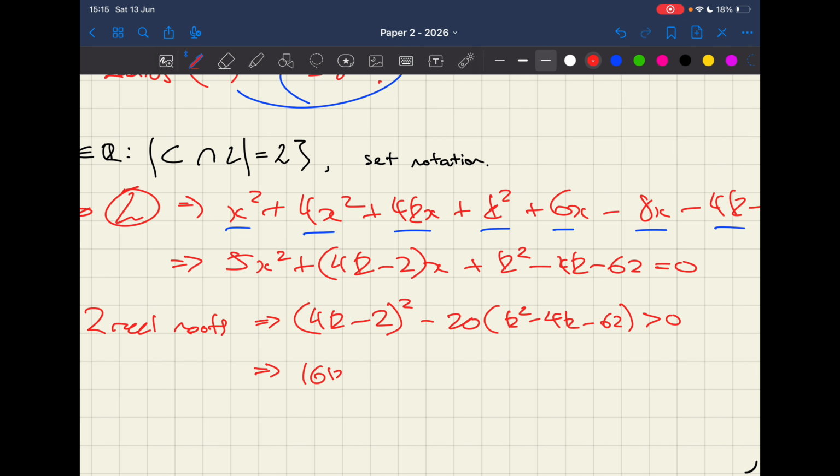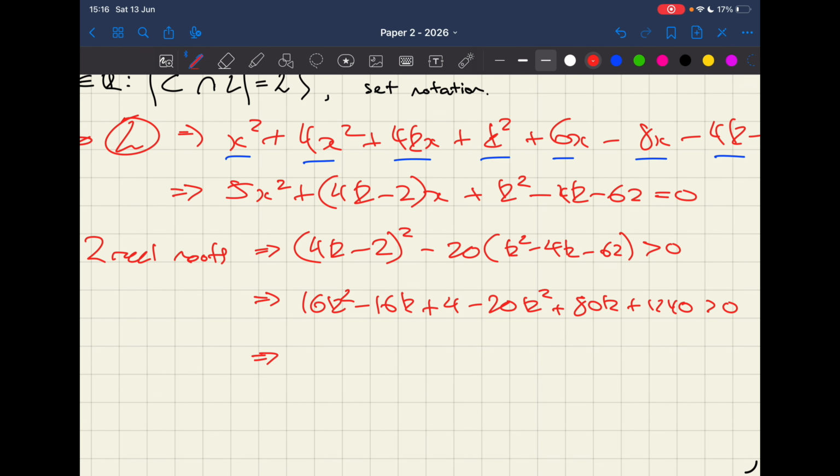Expand my brackets: 16k squared minus 16k plus 4, minus 20k squared plus 80k plus some big number. 20 times 62, 1240. That's all bigger than 0. Let's collect some like terms. I've got minus 4k squared. I've got 80 minus 16, 64k. And I've got 4 plus 1240, so that's going to be 1244 altogether.